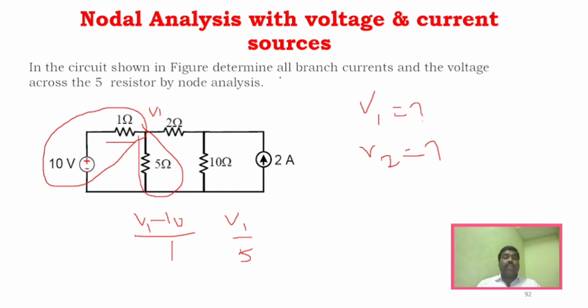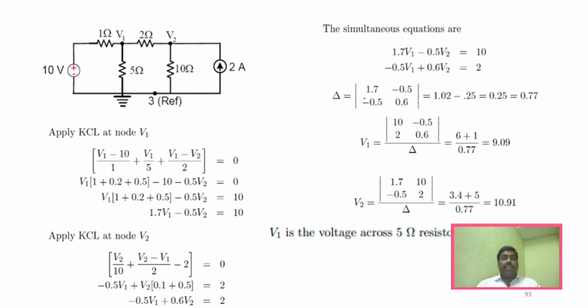The question here is to determine all branch currents. So you will find all the branch currents using the same expressions, and then you have to find the voltage across this particular resistor. Whatever I explained, I have given very clearly here. You can see the same thing which I have explained. We are taking V1, and the expression will be V1 minus 10 because this is also higher potential. For this particular branch it is V1 divided by 5, and here it is V1 minus V2 divided by 2. If you simplify this expression, you will obtain this one.